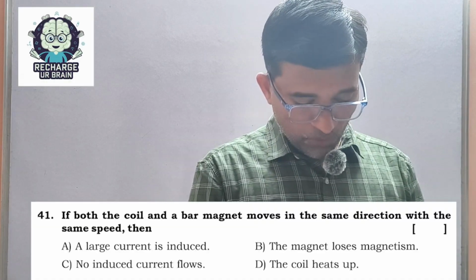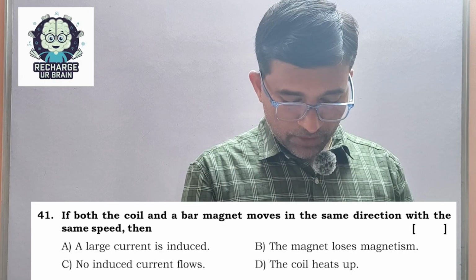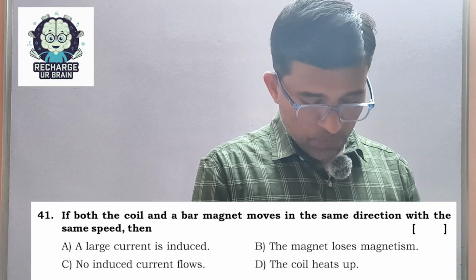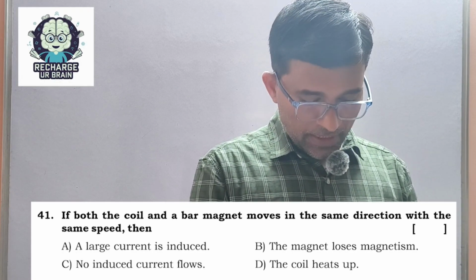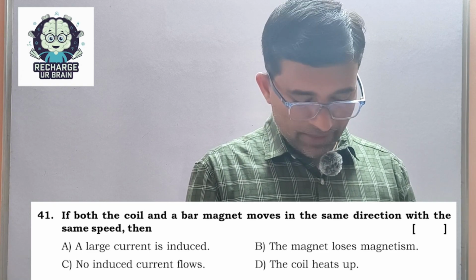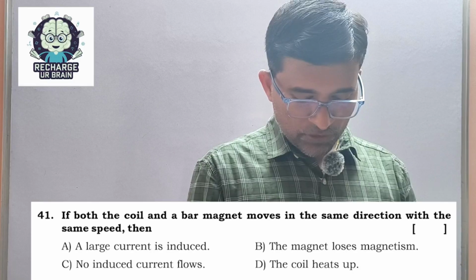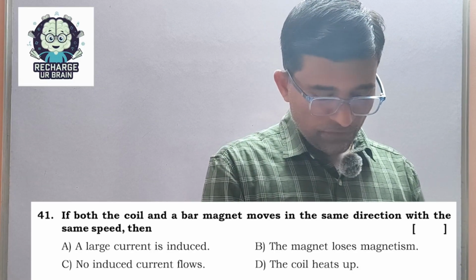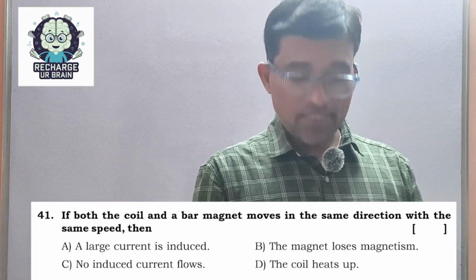And the 41st one, if both the coil and a bar magnet move in the same direction with the same speed, then a large current is induced. The magnet loses magnetism. No induced current flows. The coil heats up. So for 41st one, the right option is C.